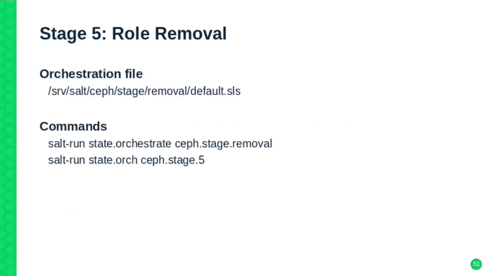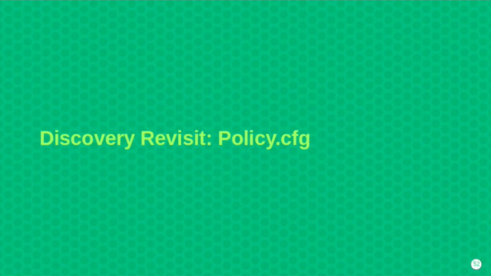Okay. All right, so at the end of the role removal, there's the orchestration file, and it's the same command again, ceph.stage.5. All right, so that's it for the stages. Everybody's good with that? Let's see how we're doing on time.